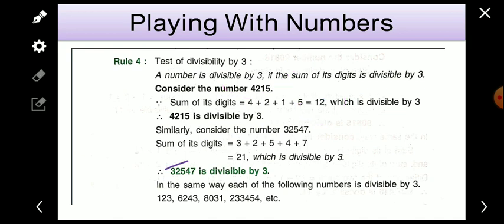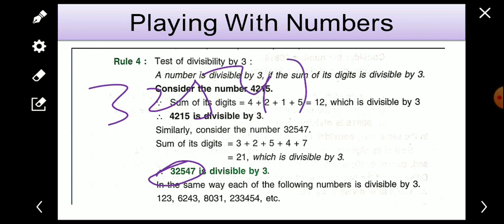Okay, so one more example has been taken here, 32547. Stop the video and try to solve that. Check whether this number is divisible by 3 or not. Stop the video and try to solve.